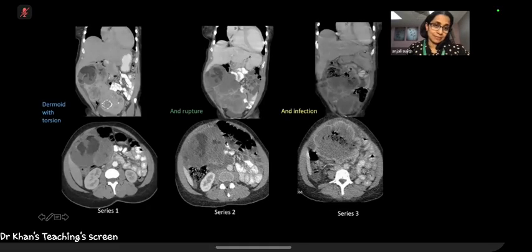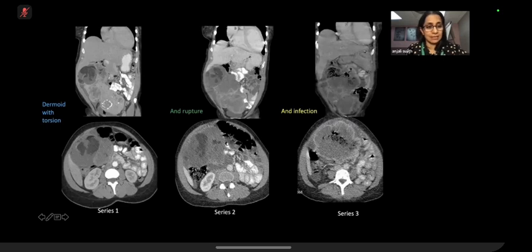So this is a case. The lady presented with sudden onset severe right-sided abdominal pain and an abdominal mass. So this was the first imaging that we had. We can see a large abdominopelvic mass extending from the pelvis into the right side of the abdomen. It has very clear fat densities. And so this was diagnosed as a dermoid cyst, and malignant change was suspected. Considering her severe pain and the presence of fluid, we also gave the possibility of torsion.